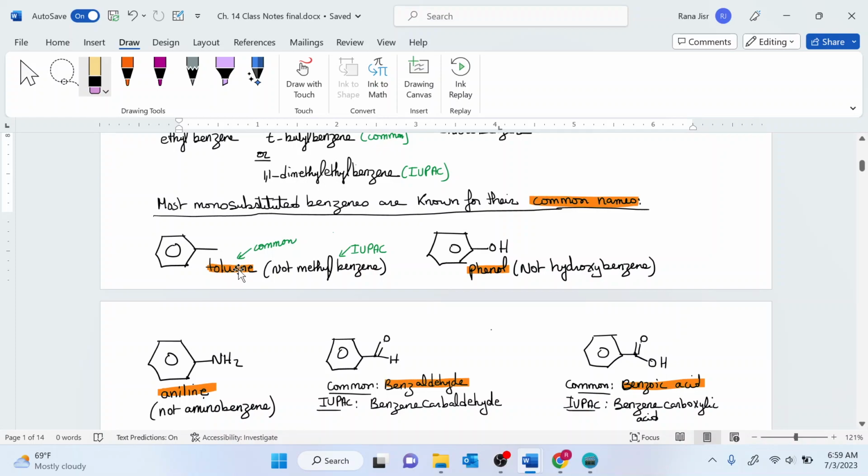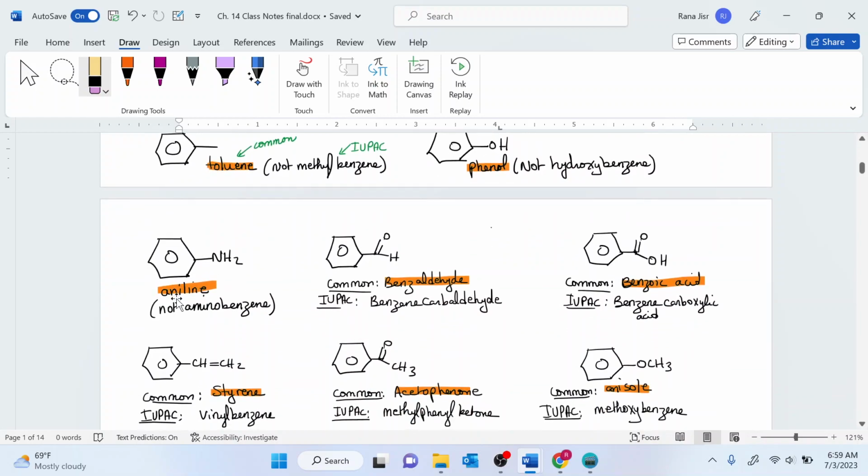All of these, they are common names. They are not IUPAC names. And we go by their common names. We don't go by the IUPAC name. So an OH connected to a benzene, this is called a phenol and not a hydroxybenzene. Same thing for aniline, benzaldehyde.